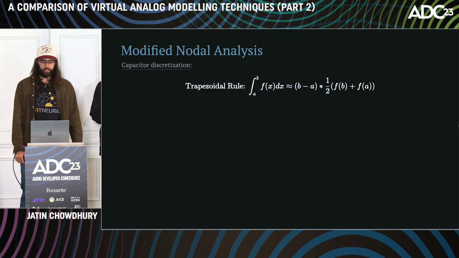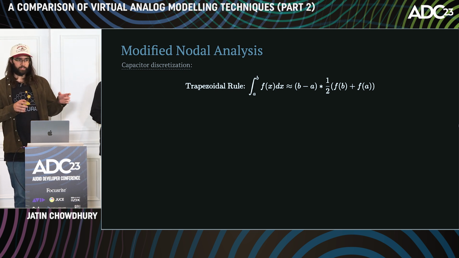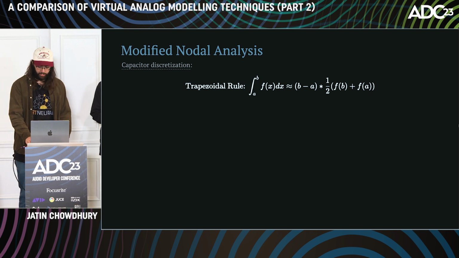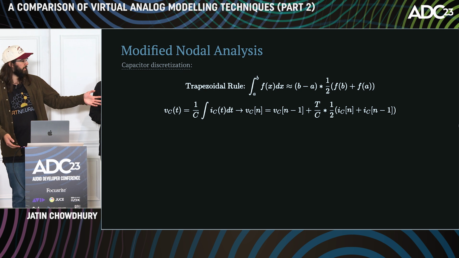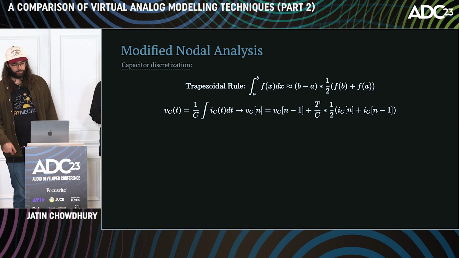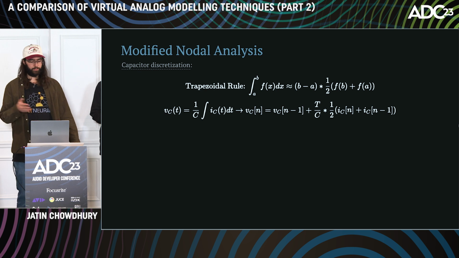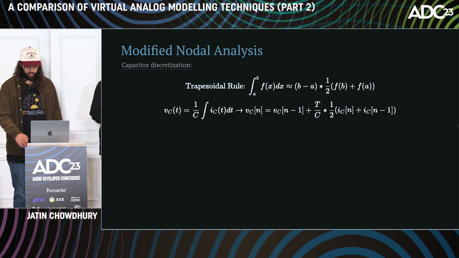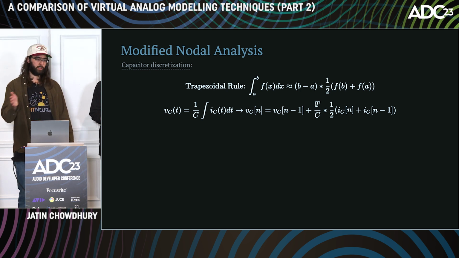The idea with the trapezoidal rule is that it's a way of approximating an integral using some kind of fixed step in between points along your integral. If we apply that rule to the capacitor voltage law, then we get this expression here, where we can figure out the current voltage if we know the current and the previous time step's current and voltage. And this T over here is our time step, or our sample time.